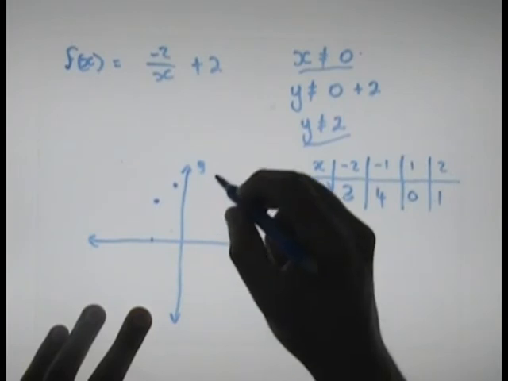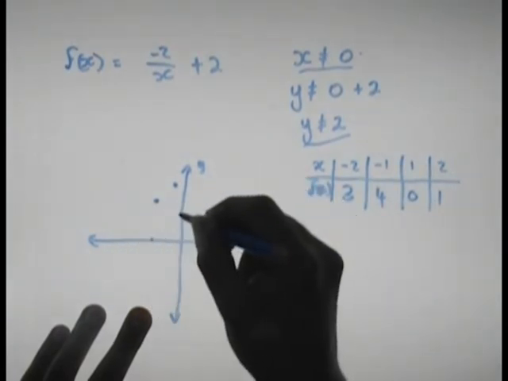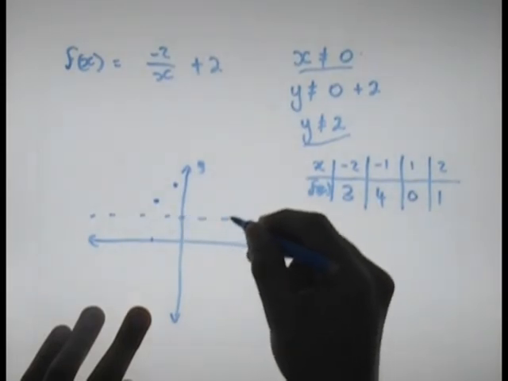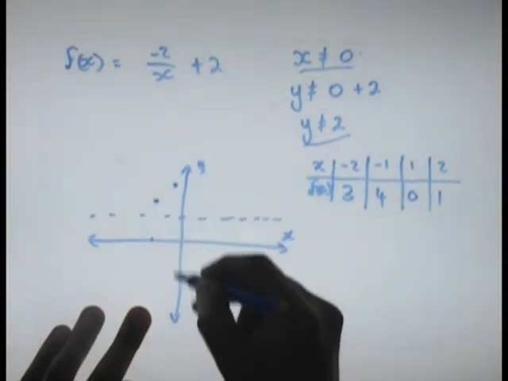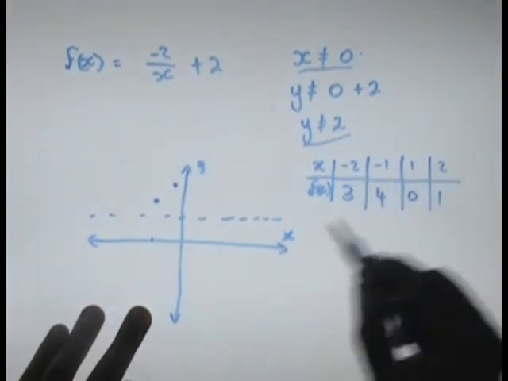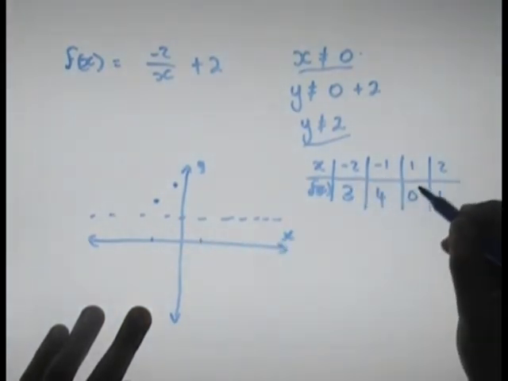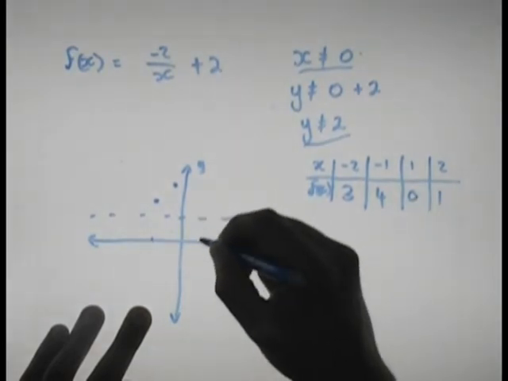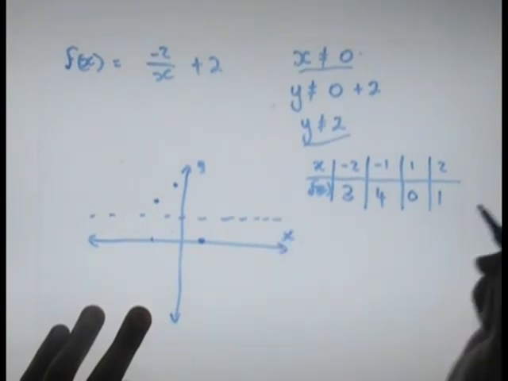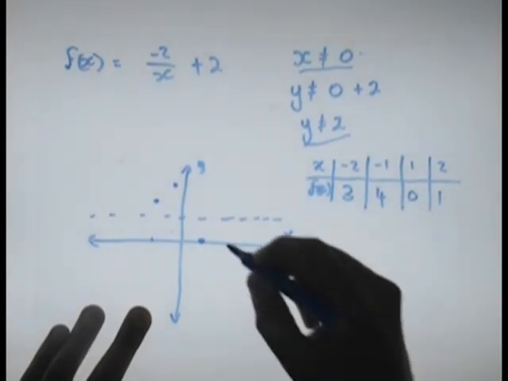Oh, I forgot to put in my asymptote. My asymptote is that y is equal to 2. My other asymptote is over there, which is fine. When x is equal to 1, y is going to equal 0. When x is equal to 2, y is going to equal positive 1.